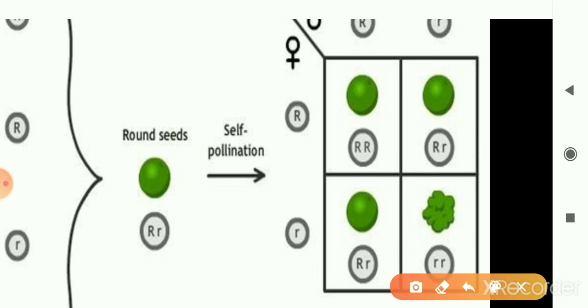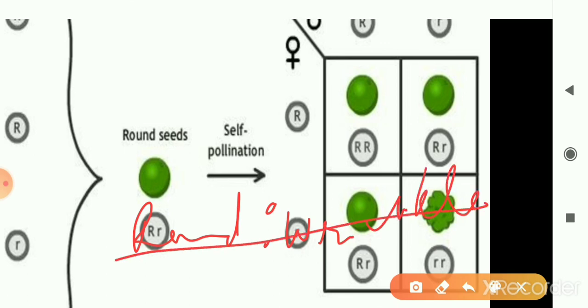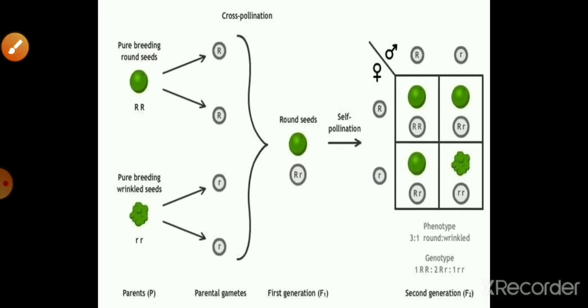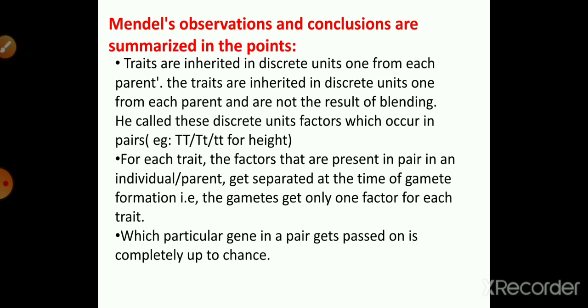So when we see the ratio for round to wrinkled, that is dominant to recessive, again over here we see that the ratio is 3:1. Always, in any kind of monohybrid cross, you get a ratio of 3:1. So on the basis of the entire experiment and observations that Mendel made, he finally concluded.